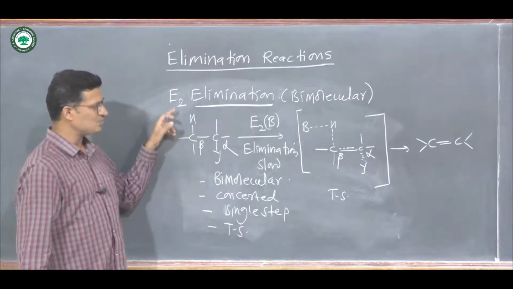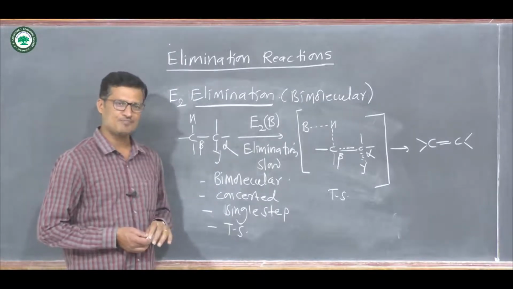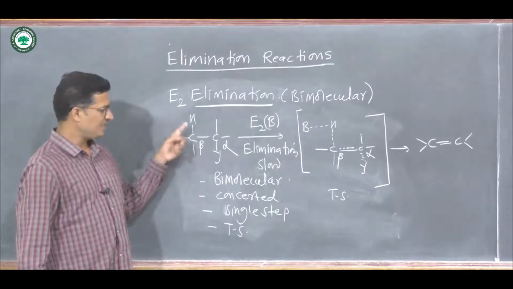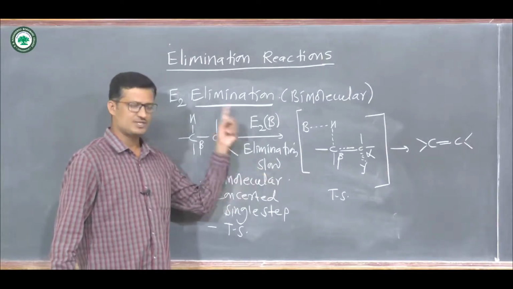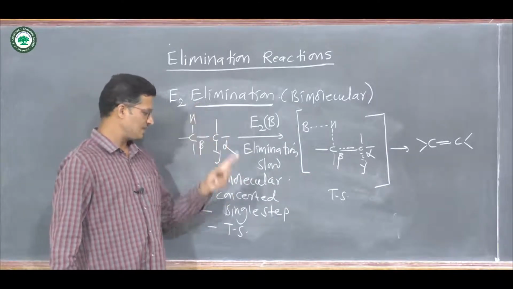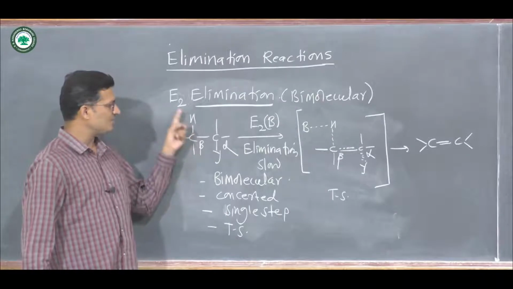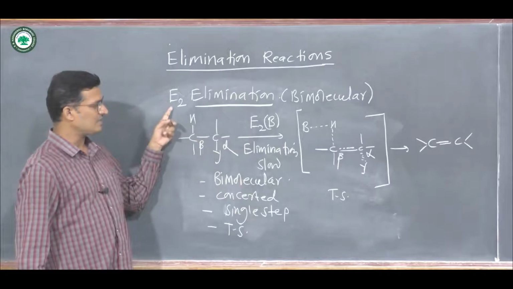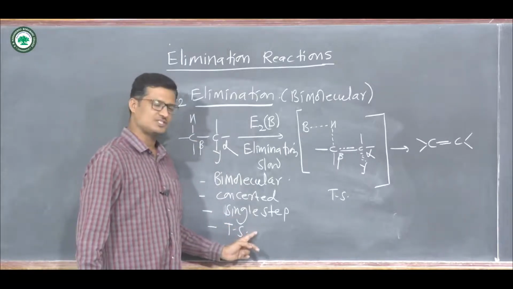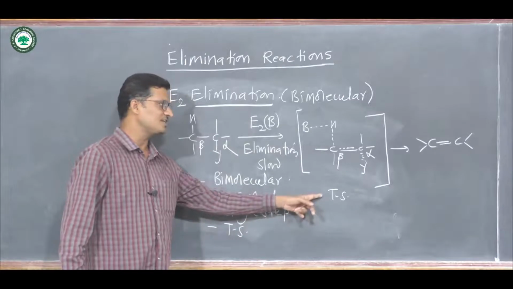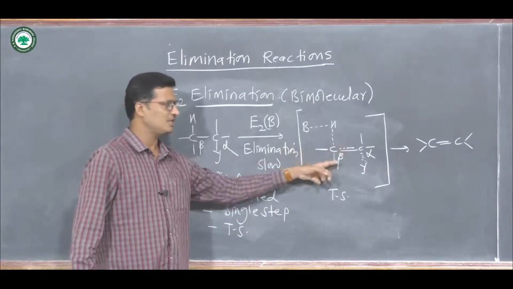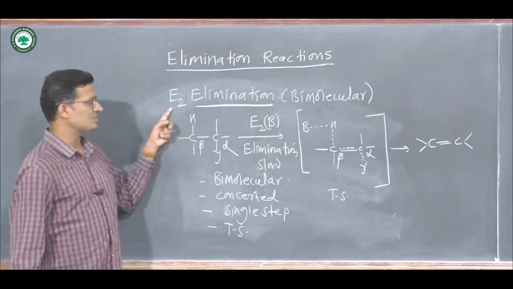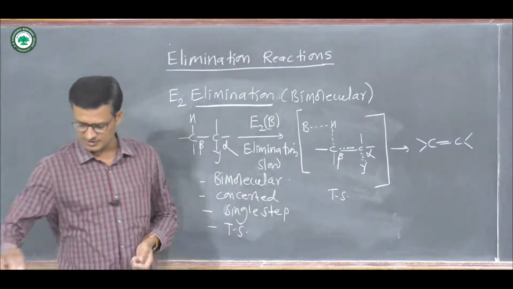We already discussed the SN2 mechanism, substitution nucleophilic bimolecular. SN2 is a concerted reaction, and E2 is also a concerted reaction. In SN2 there is formation of a transition state, and in E2 there is also a formation of a transition state. SN2 is a single step reaction, and E2 is also a single step reaction. Both reactions proceed through a transition state, and the transition state is cleaved into the product. So this is a simple example of E2 elimination, called a bimolecular reaction.